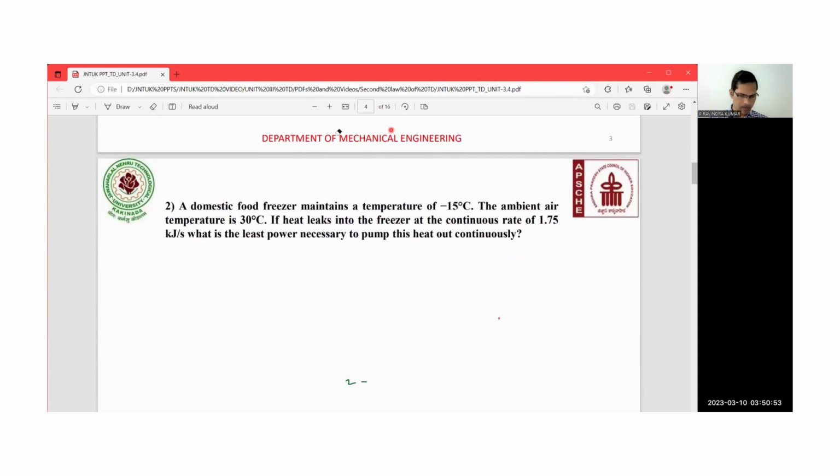Here one problem is given: a domestic food freezer maintains a temperature of minus 15 degrees centigrade. The ambient air is 30 degrees centigrade. Heat leaks into the freezer at the continuous rate of 1.75 kilojoule per second. What is the least power necessary to pump the heat? This is what you have to find.